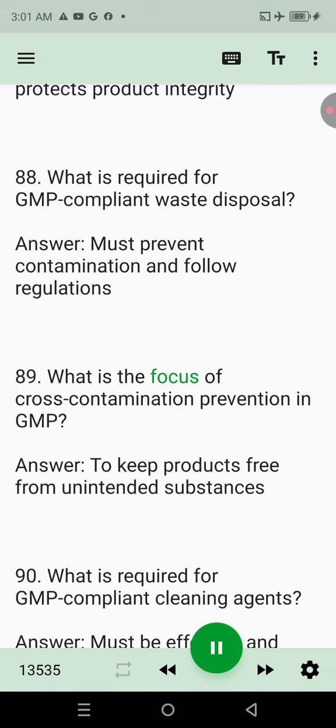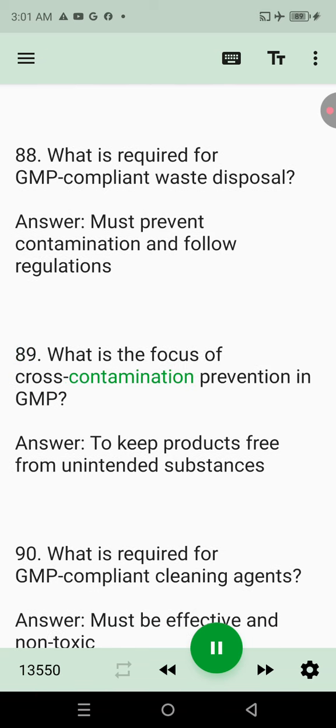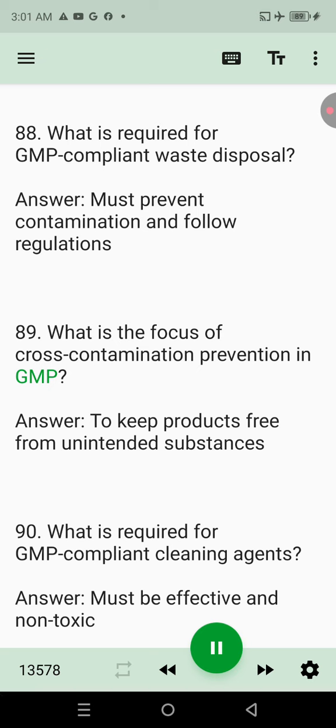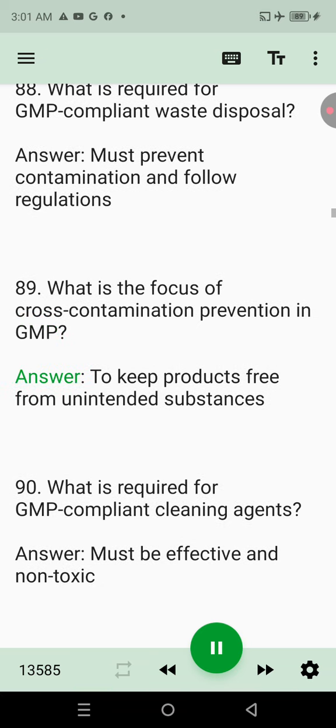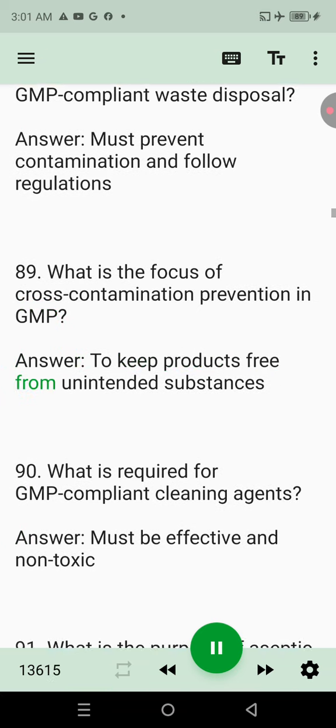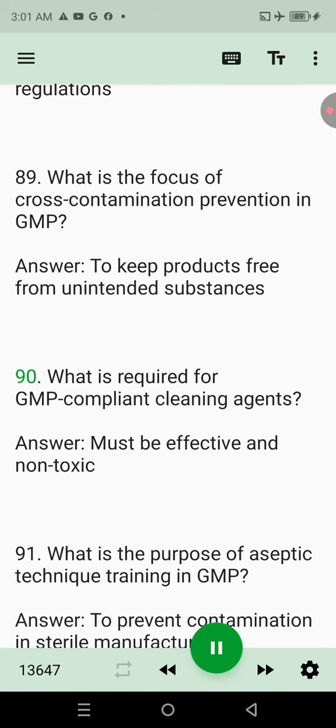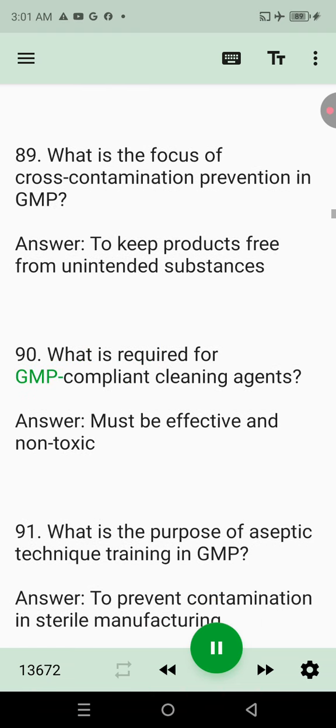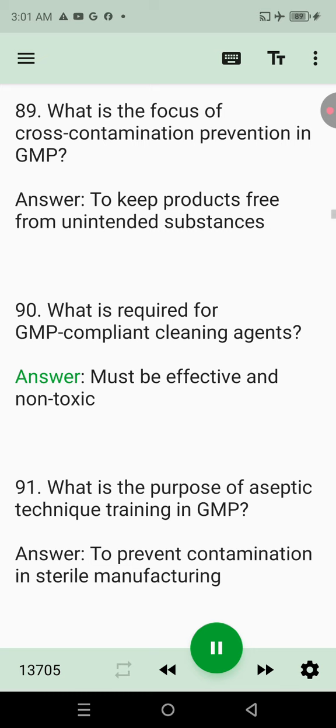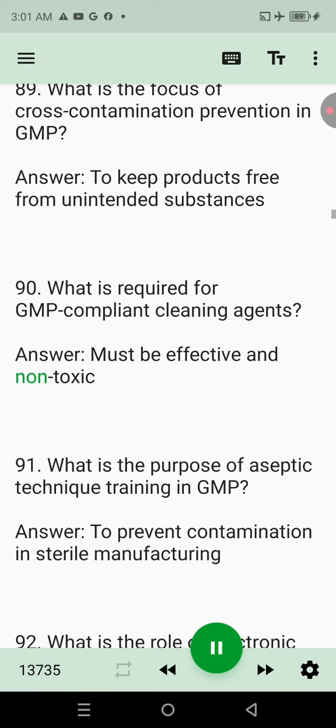89. What is the focus of cross-contamination prevention in GMP? Answer: to keep products free from unintended substances. 90. What is required for GMP-compliant cleaning agents? Answer: must be effective and non-toxic.